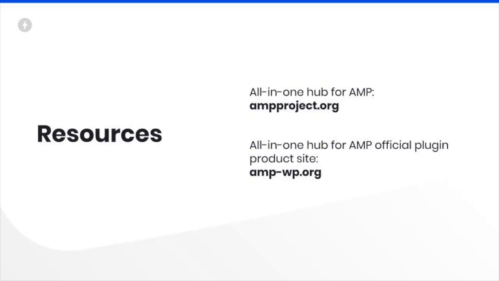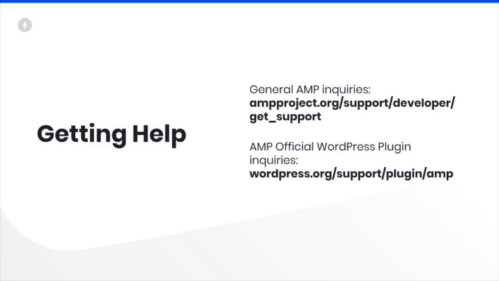So some useful resources I'm going to mention. One is the official AMP project website, so it's ampproject.org. And the next is the all-in-one hub for the AMP official plugin, so it's amp-wp.org. Likewise, if you're looking for assistance, both of these websites have dedicated sections where you can go for support.